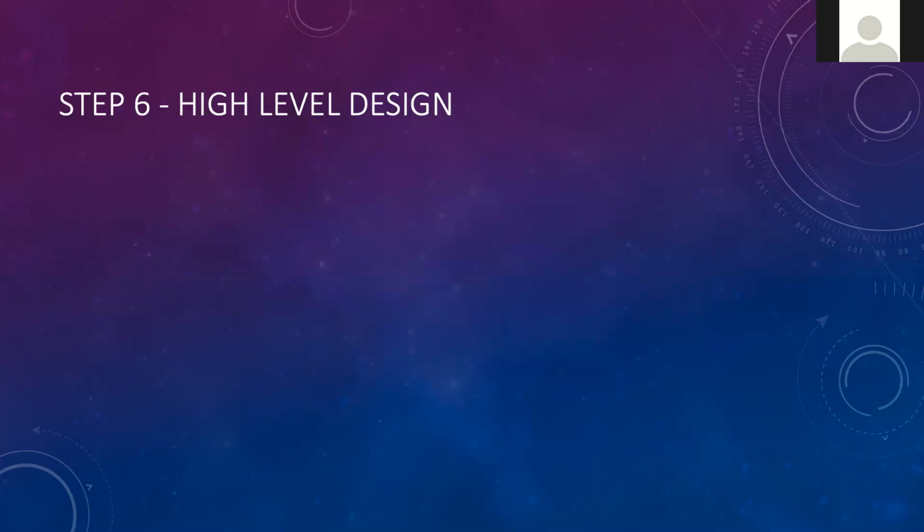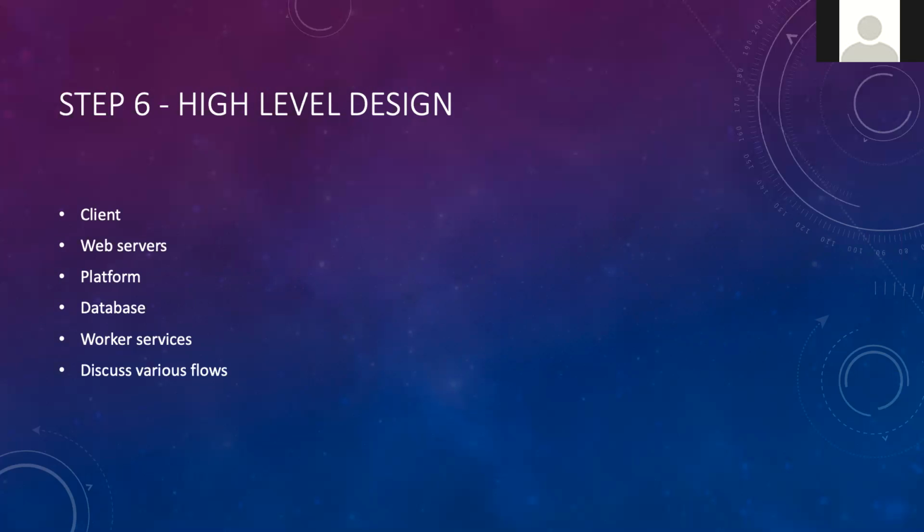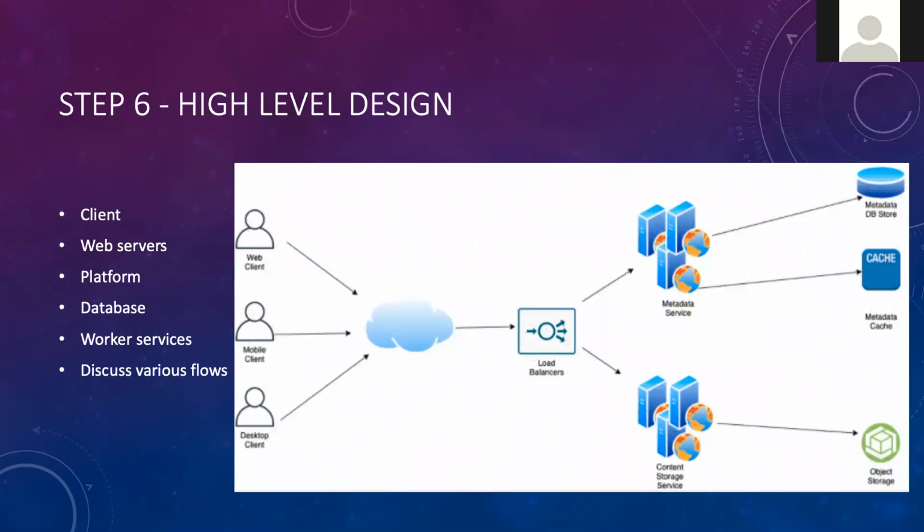Now, next step is quite important because at this point, you do the high level design. So this is where you identify the client, the web servers, the platform, the database, the worker services. And at this point, you discuss the various flows. You talk about the caches. This is an example of a high level design. Again, it talks about the different types of clients, the load balancers, the metadata servers, where the data is stored, the cache that is involved. If there's an object storage where you would like to store things like the video files or the picture files, those kinds of things are depicted here. But again, it's at a very high level.